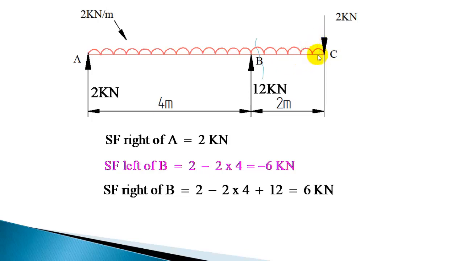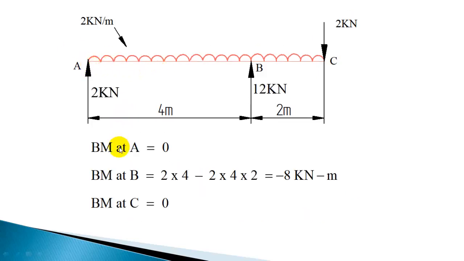So that will give the value of shear force left of C. Shear force left of C is 2. This total UDL up to here, 2 into 6 plus 12, this reaction will give 2 kilonewton. Now next you have to find out the bending moment.